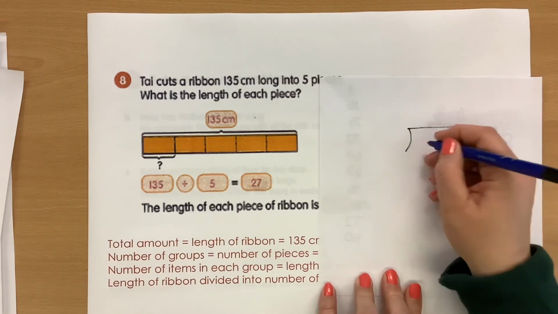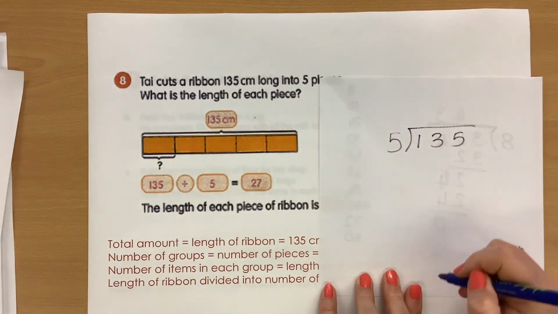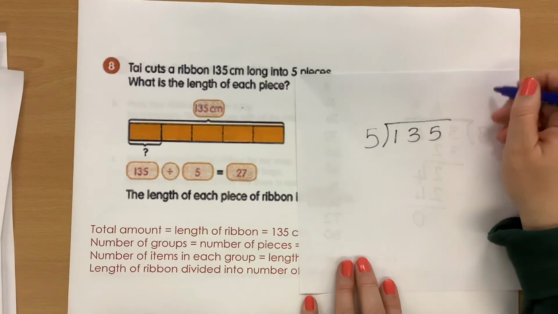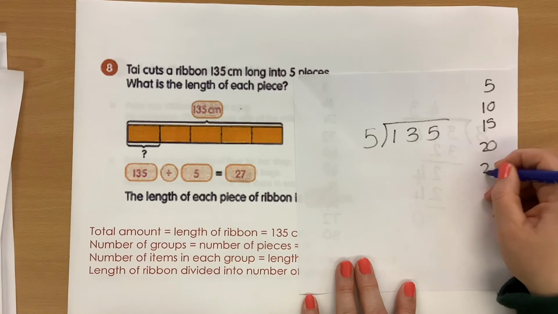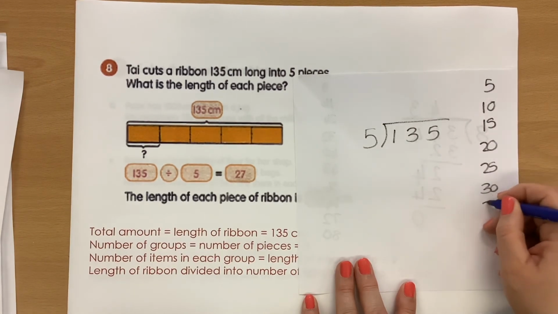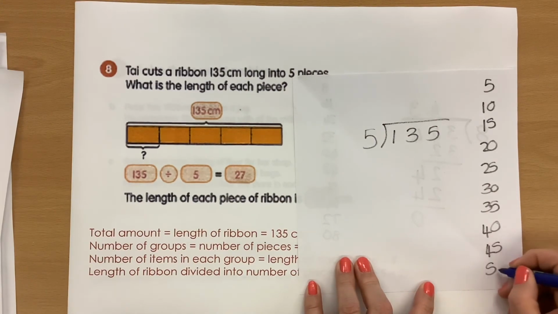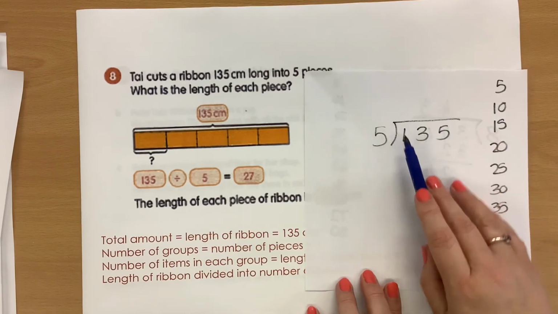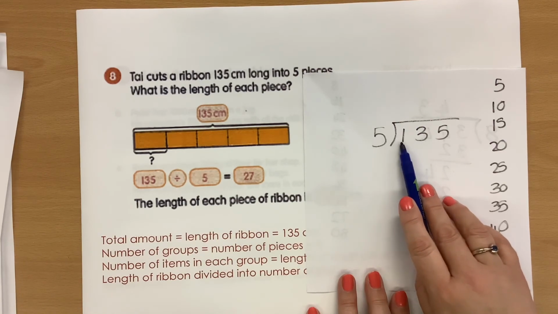You may have been able to do that mentally. If not, let's have a look at the written method. So we are sharing 135 into 5 equal groups. And again, just quickly write down your 5 times table, although hopefully you should know that. And we will begin with the hundreds. So we've got 100, we want to share that equally into 5 groups. We will know that we can't share 100 equally into 5. So we'll regroup that 100 for 10 tens, and we'll look at 13 tens.